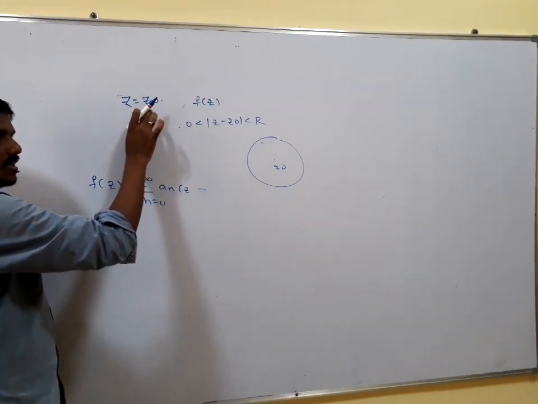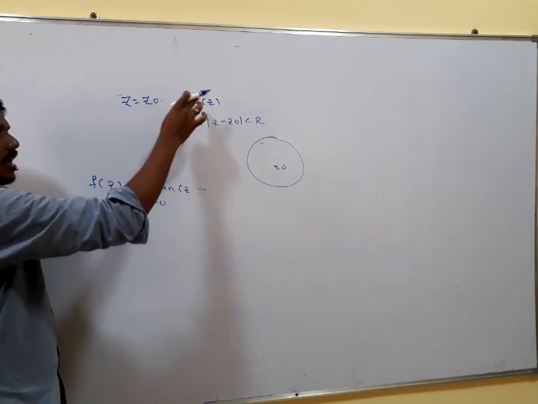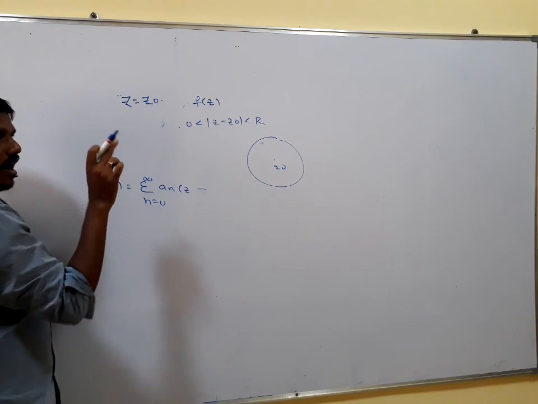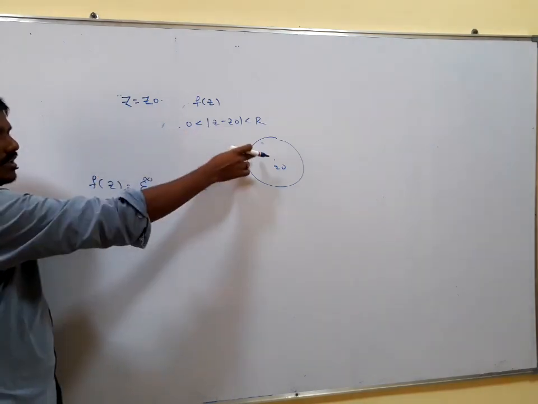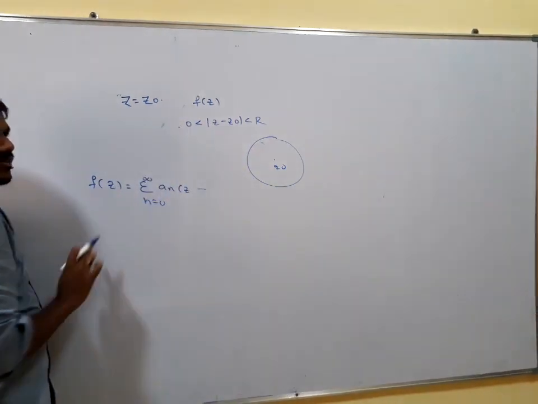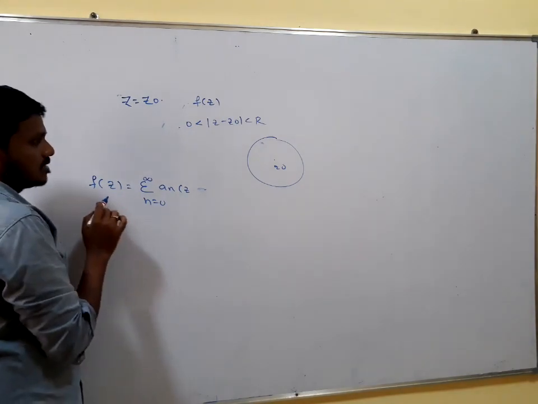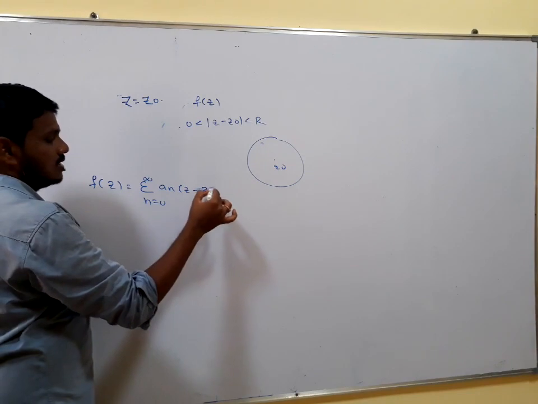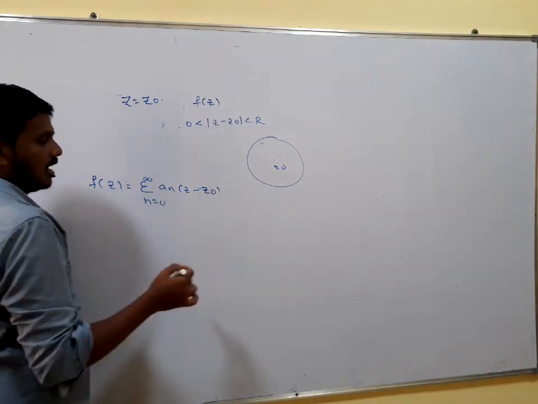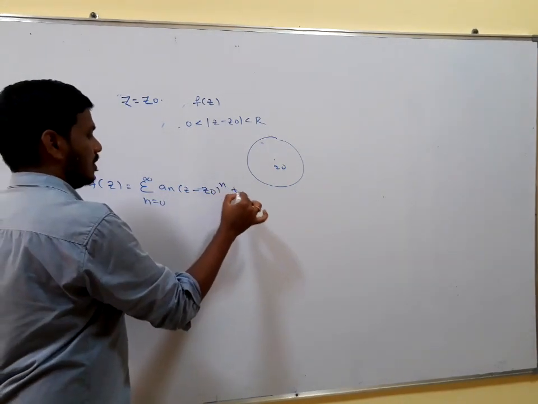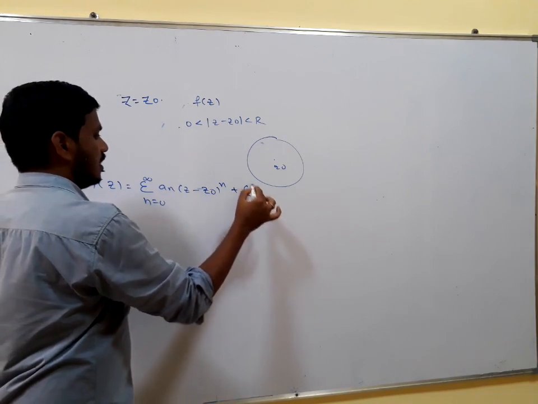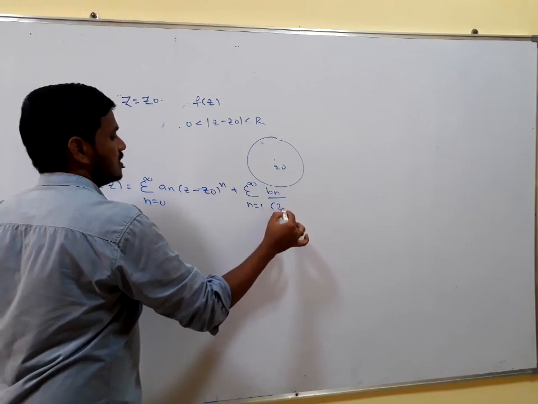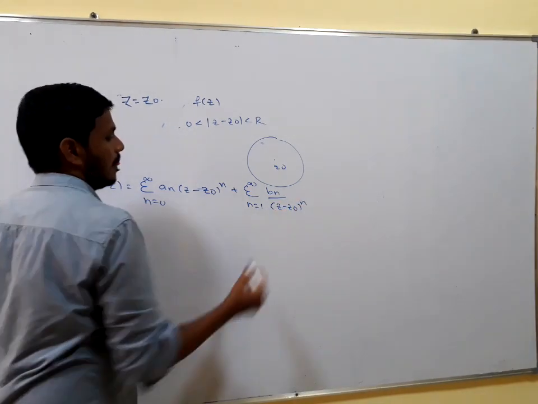Z equals z naught is an isolated singular point. F of z is analytic everywhere in the region R, in the deleted neighborhood of z naught. Then the Laurent series expansion of f of z about z equals z naught is given by, instead of Cn I am taking an here, summation n equals 0 to infinity a n into z minus z naught all to the power of n plus summation n equals 1 to infinity b n divided by z minus z naught all to the power of n.